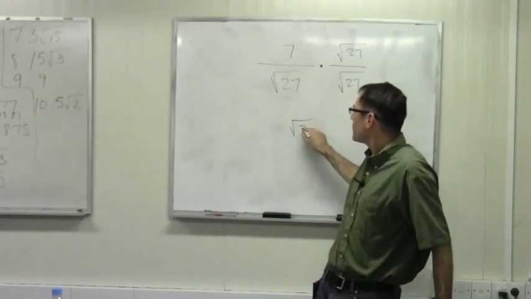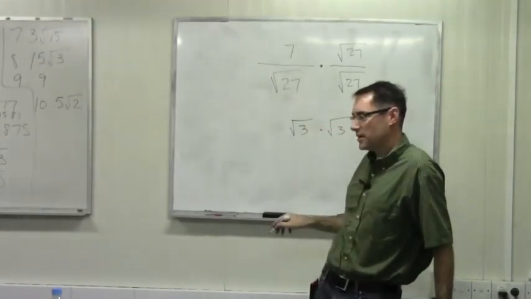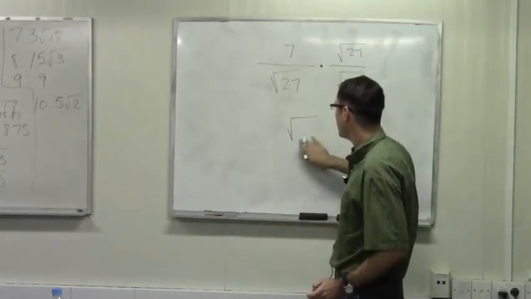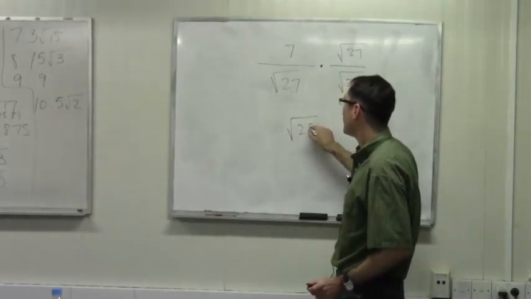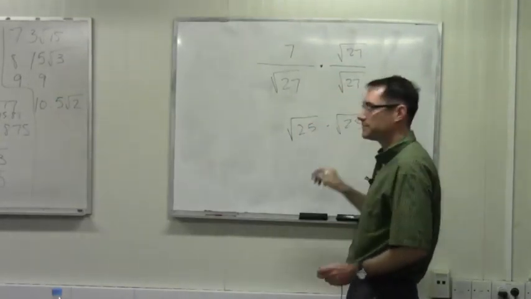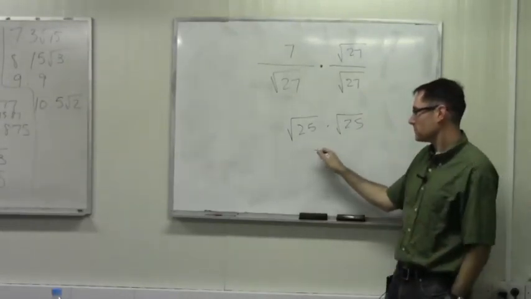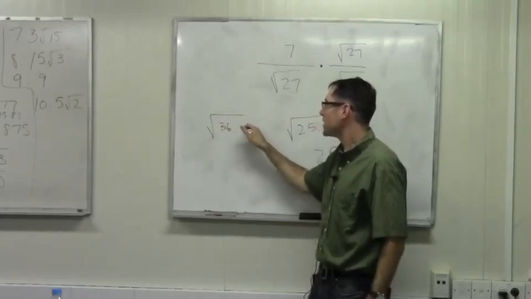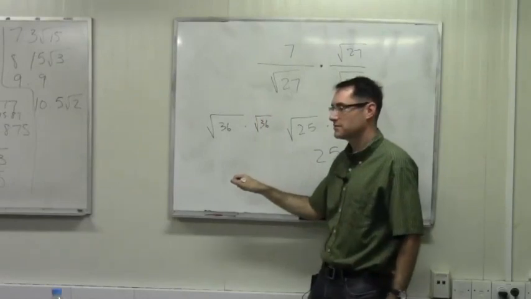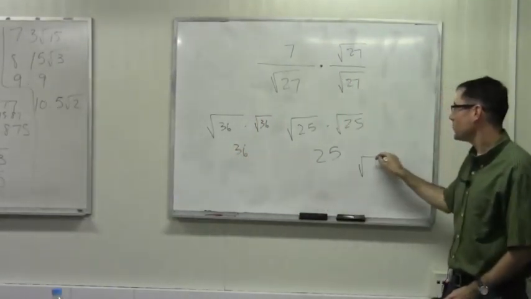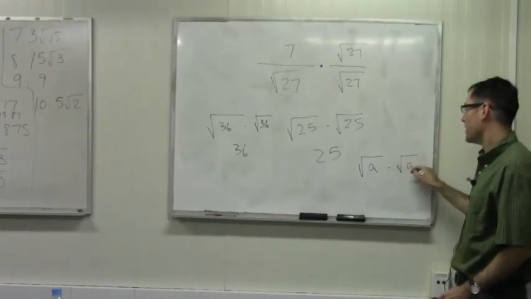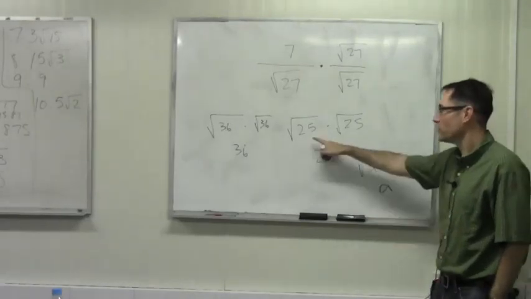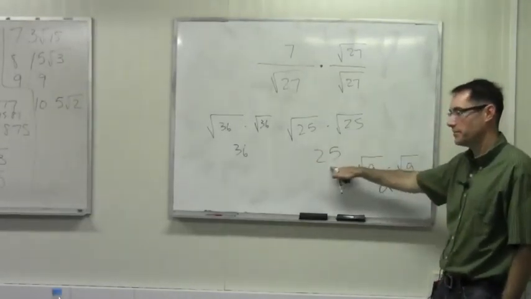What is the square root of 3 times the square root of 3? Any idea? Let's do a better example. What is the square root of 25 times the square root of 25? What is the square root of 36 times the square root of 36? So the square root of a times the square root of a equals a. The square root of something times itself is always going to give you that number back.